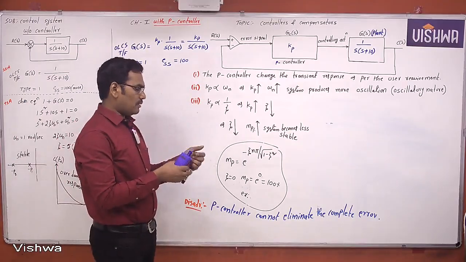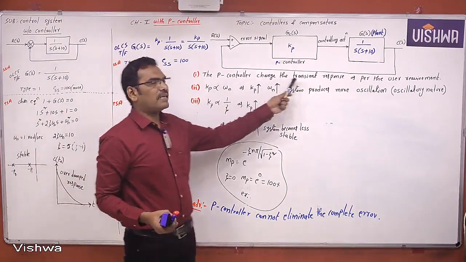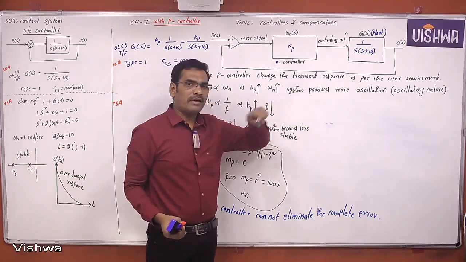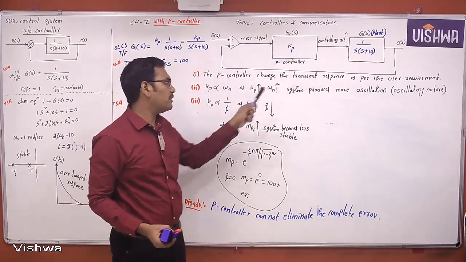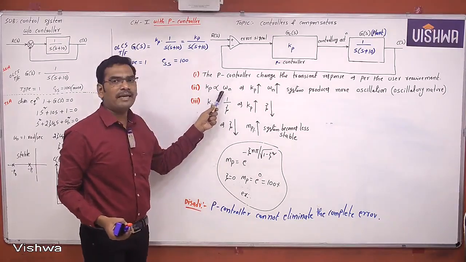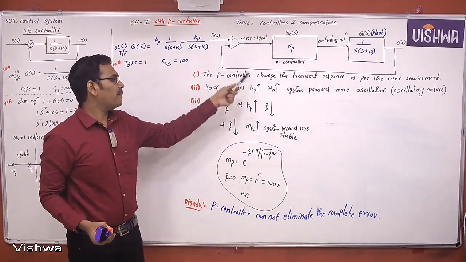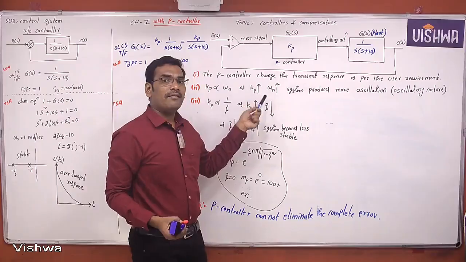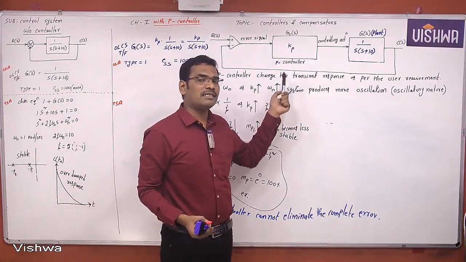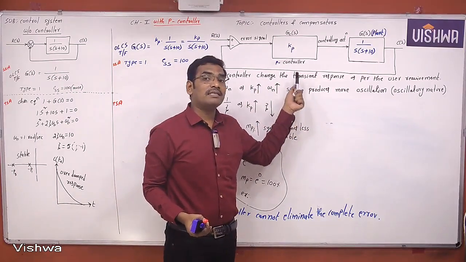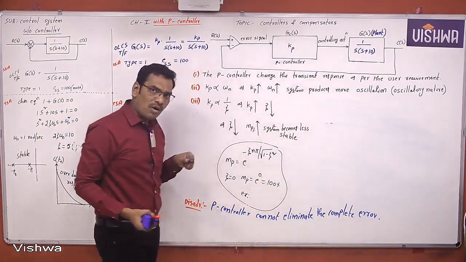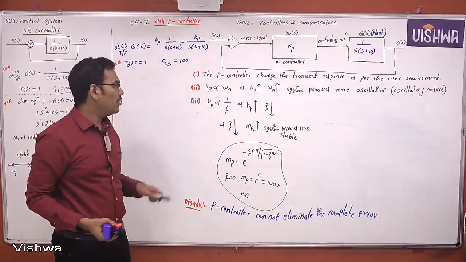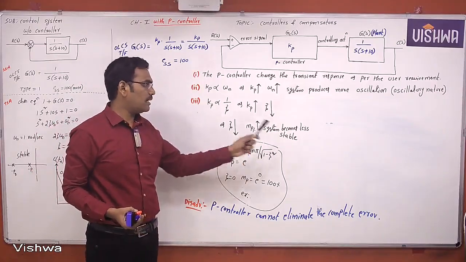The P controller changes the transient response as per the user requirement. You want overdamp, it will give. You want critical damp, it will give. You want underdamp, it will give. But as Kp and omega n are directly proportional, when Kp increases, omega n increases. When omega n increases, frequency of oscillations increases. When the frequency of oscillations increases, it becomes more oscillatory in nature. So more oscillations means less stable. So that is the reason why, see here, it is less stable.